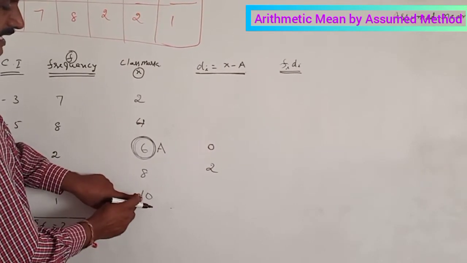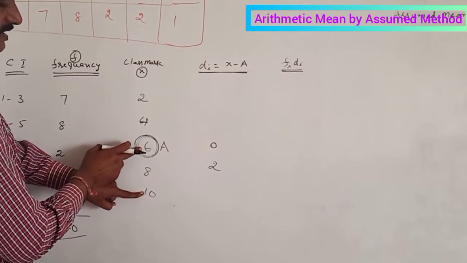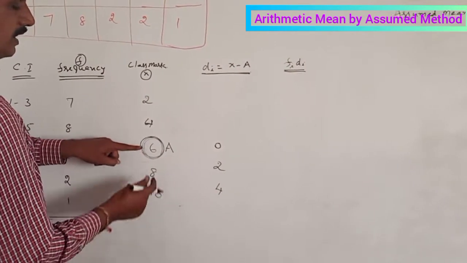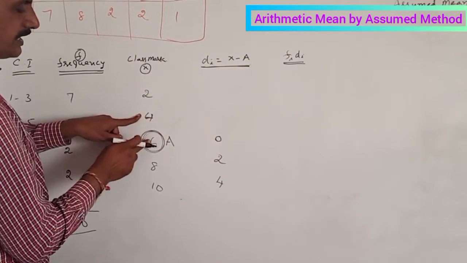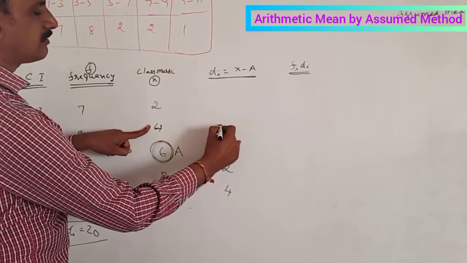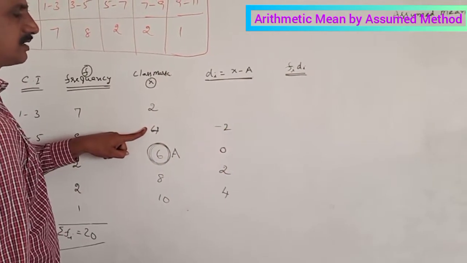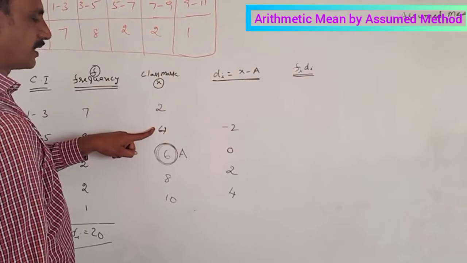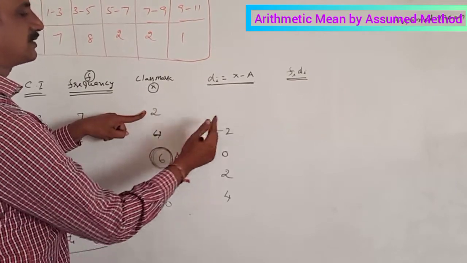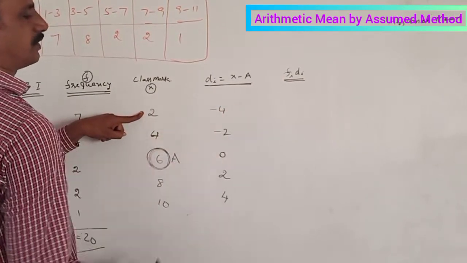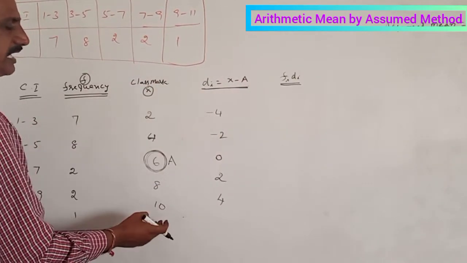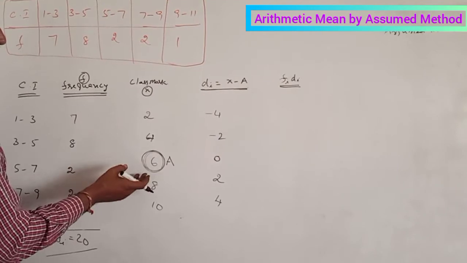X value is 10, a value is constant, a is 6, 10 minus 6 is equal to 4. And next, x value is 4, a value is 6, 4 minus 6 is equal to minus 2. And x value 2 and a value 6, 2 minus 6 is equal to minus 4. These are the di equal to x minus a. We will take any one of the class marks as the a value.